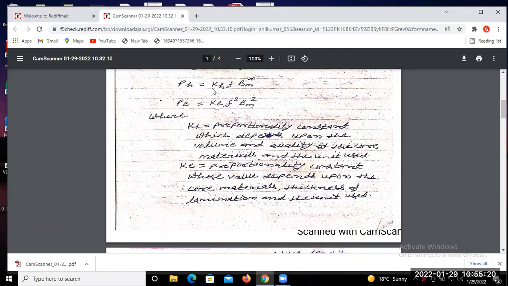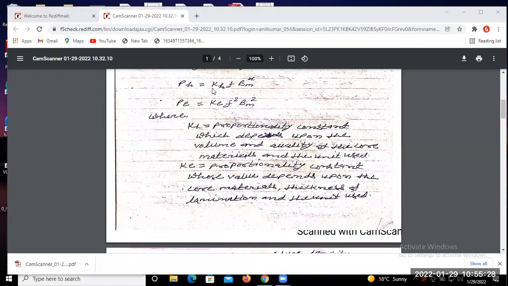V equals 4.44 f N phi. So f is your frequency, N is your number of turns and phi is your flux. So flux can be converted into maximum flux density times area. Maximum flux density of the core is flux by area. So flux can be converted into maximum flux density into area, and just find out the maximum flux density from that equation.